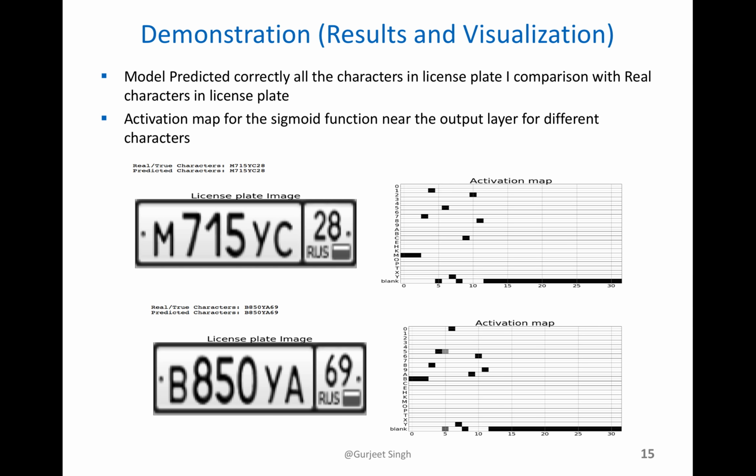So this is the demonstration of my result. We can see on the left the images of the license plate, the true character which is written here, and the predicted character. We can see that it is perfectly matching. On the right side, we can see the activation map. It is showing what character is being activated and at what particular feature, what particular place in the map on this 2D grid. And we can see the same thing for the second image. So it looks like everything is nicely matched, and it looks pretty good.